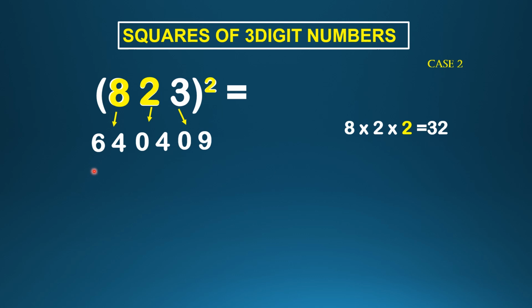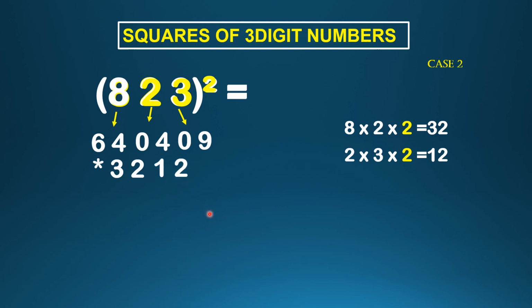So 32 we will write it in the second row, leaving the first digit. Now next step. Now 2 into 3 into power 2. 2 3s are 6. 6 2s are 12. Just besides 32 you write 12.